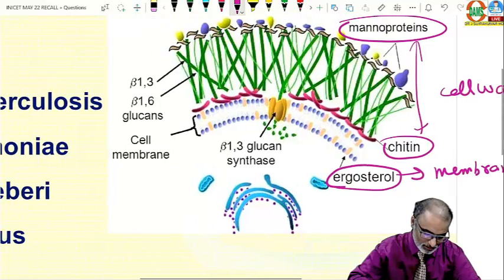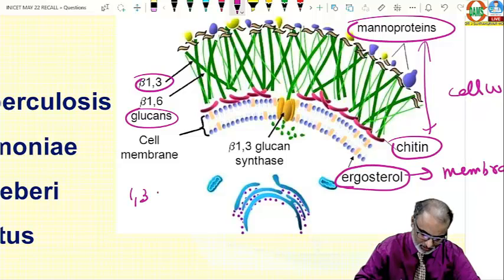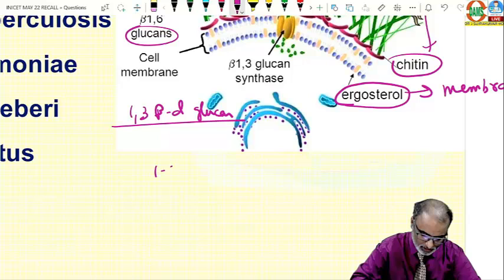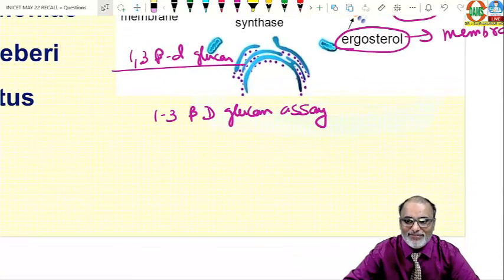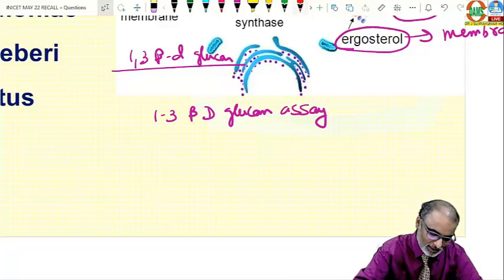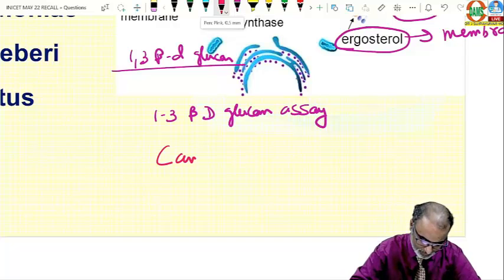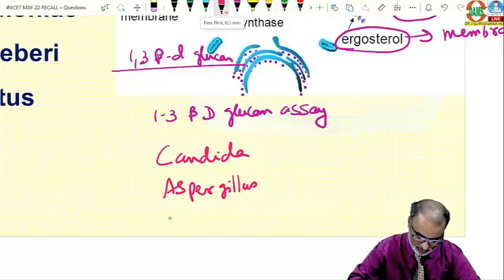But furthermore, 1,3 beta D glucan is very specific for some fungus. There is an assay called the 1,3 beta D glucan assay. It is mainly used to diagnose, remember the mnemonic CAP. This is a regular question, many times they asked: Candida, Aspergillus and Pneumocystis.